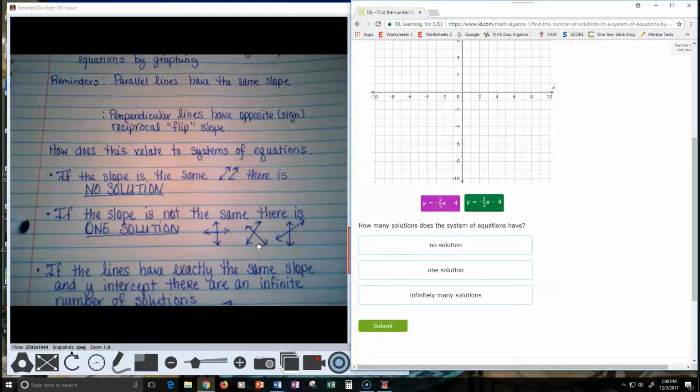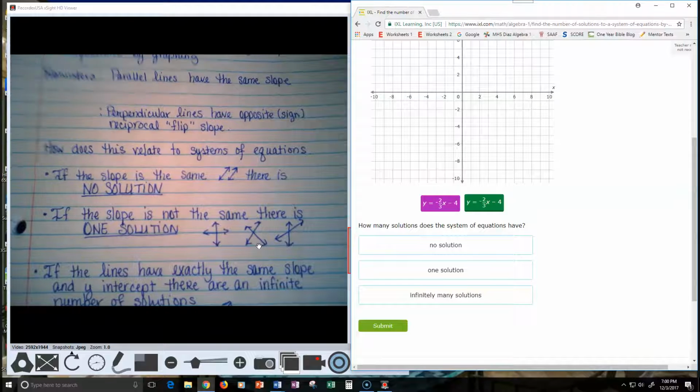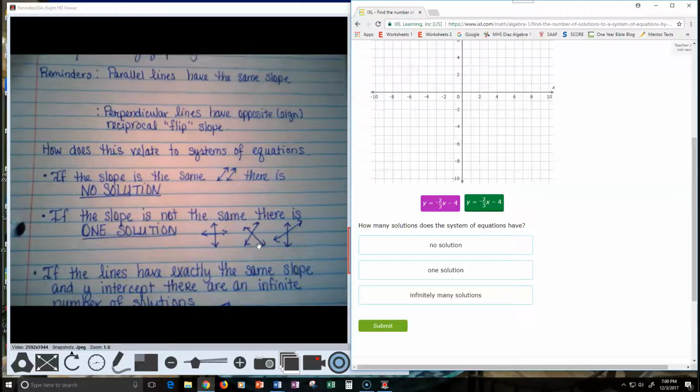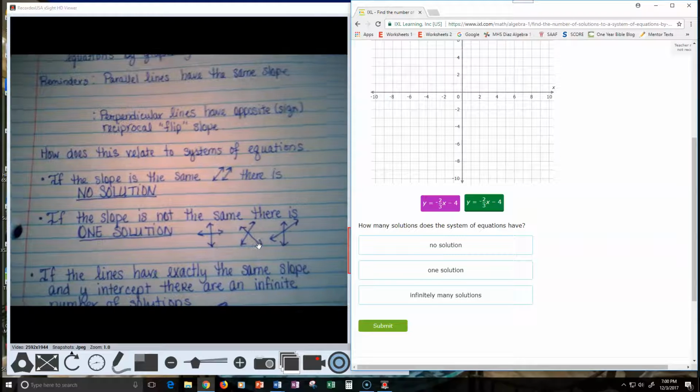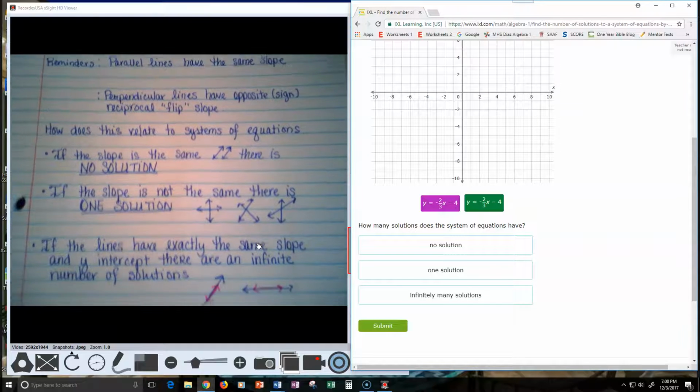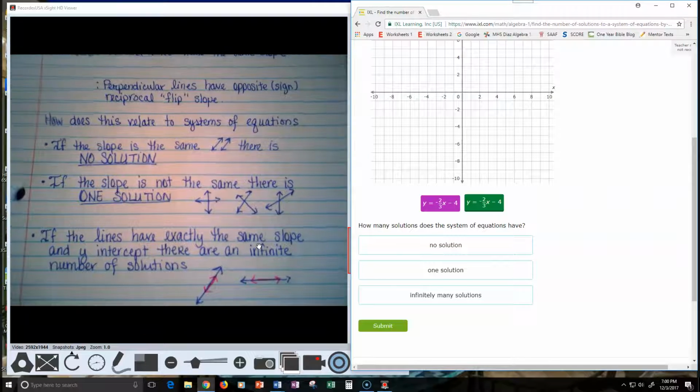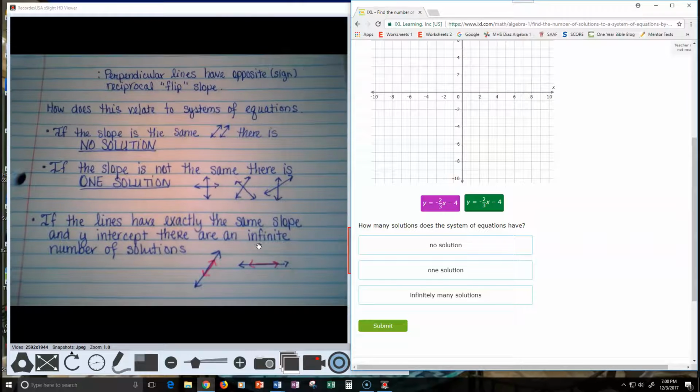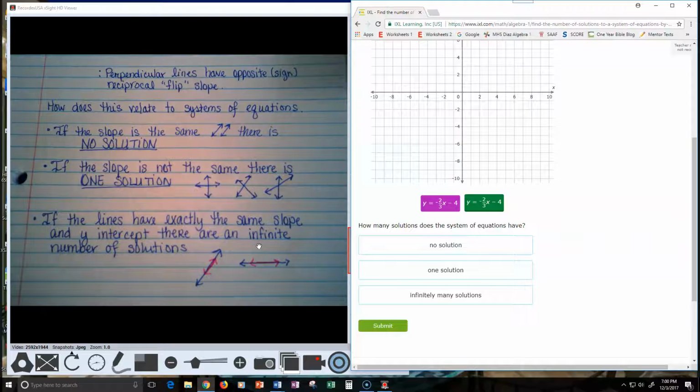The other part you need to remember, or actually know, is if the lines have exactly the same slope and the same y-intercept, there are an infinite number of solutions. An infinite number of solutions, meaning that any point at all on this line could satisfy both equations, making the system true.